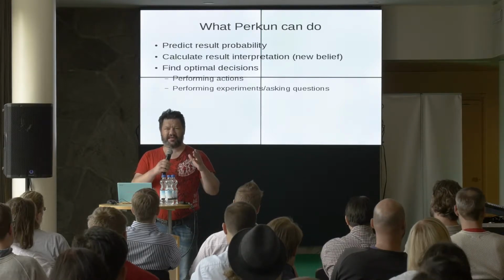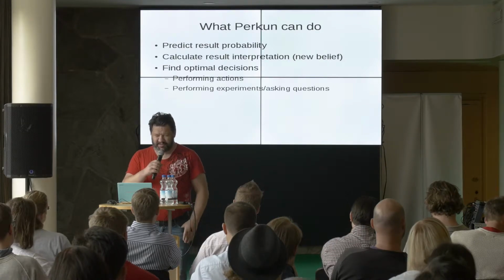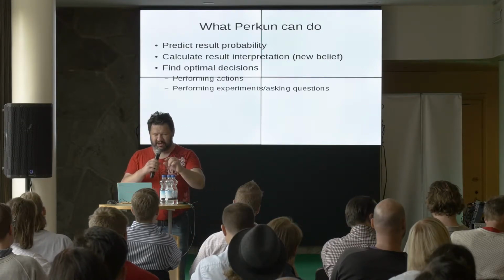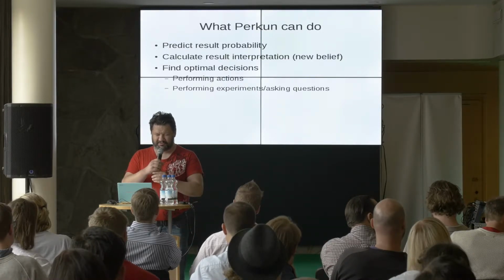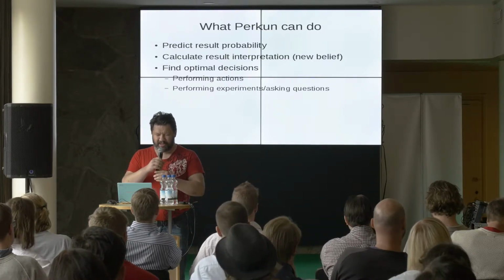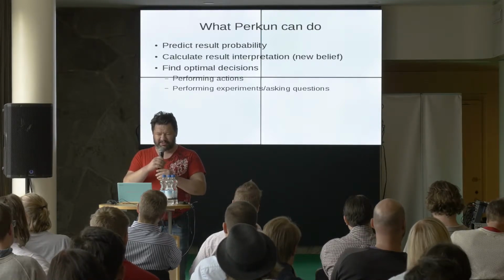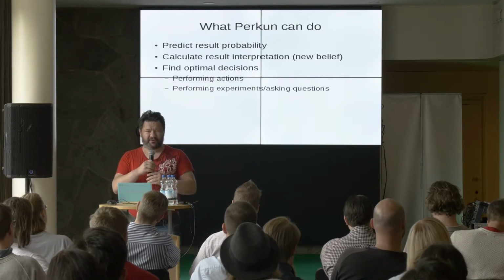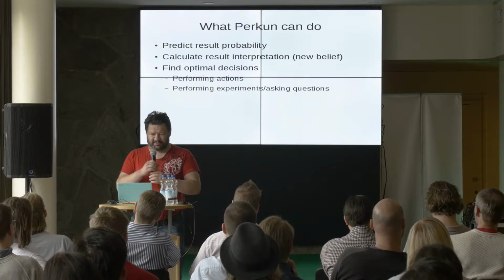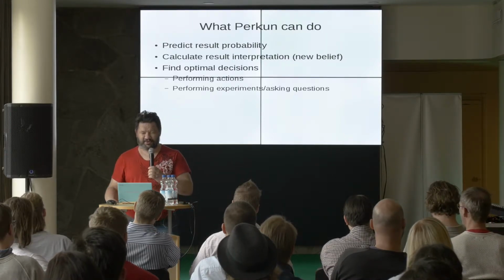I told you about the state of a Perkun optimizer, which is a belief. And these two things are hidden, so they are not directly perceived when you work with Perkun. And find optimal decisions. This is the most important functionality. So the decisions are optimal. I don't have, unfortunately, any proof for this algorithm, so that these decisions are really optimal, but it works. I will show you later.